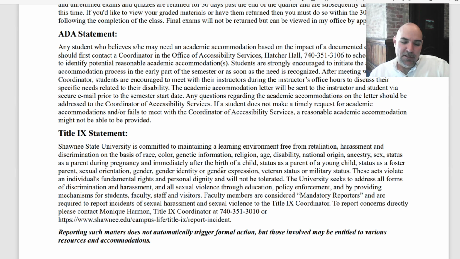Also, there's a Title IX statement on there that you should read through, and that basically states the university is committed to maintaining an environment that's free from any kind of retaliation, harassment, discrimination on the basis of race, color, genetic information, religion, age, disability, national origin, ancestry, sex, status as a parent during pregnancy or immediately following childbirth, status as a parent of a young child, status as a foster parent, sexual orientation, gender identity or gender expression, veteran status or military status. So for all of those things, you are entitled to be free from any kind of discrimination, retaliation, or harassment.